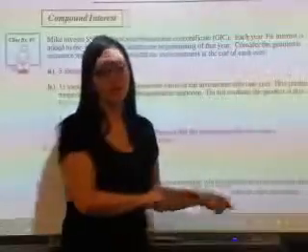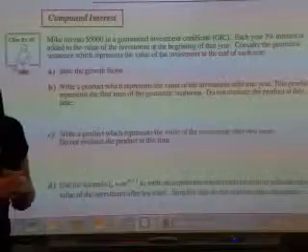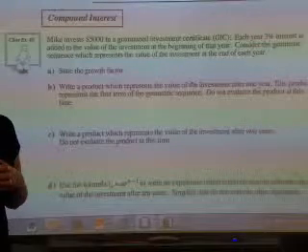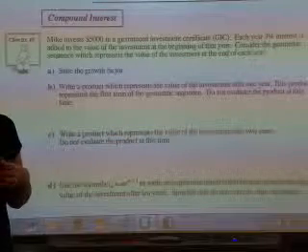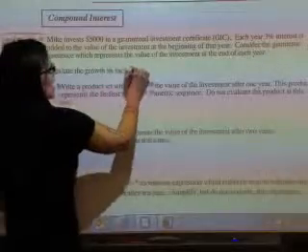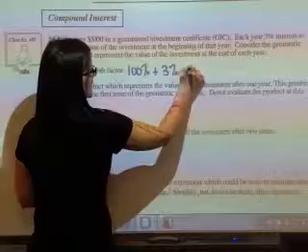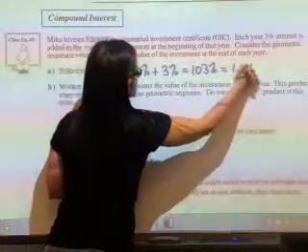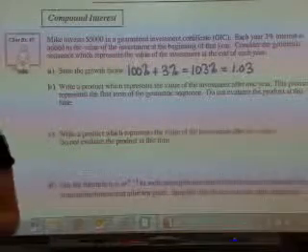So what is my growth factor? It would be the 3%, but then I have to add that on to the 100% that I already have. So I'd have the 100% of the investment plus the 3% interest, which when I convert to a decimal, I get my 1.03. That's my growth factor.